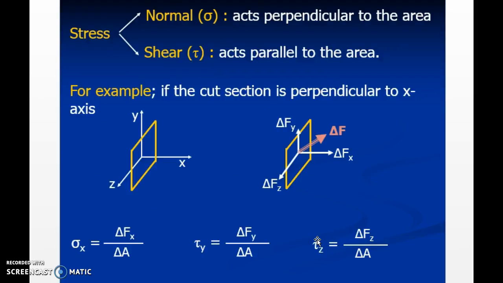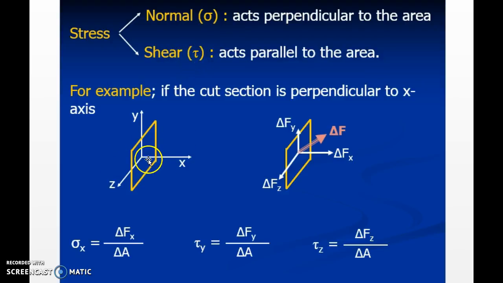And one more thing, stress is basically divided into two parts. One is normal stress and another is shear stress. The main thing about normal stress is that it acts perpendicular to the area, and the shear stress acts parallel to the area. Normal stress is denoted by sigma, and the shear stress is denoted by tau.